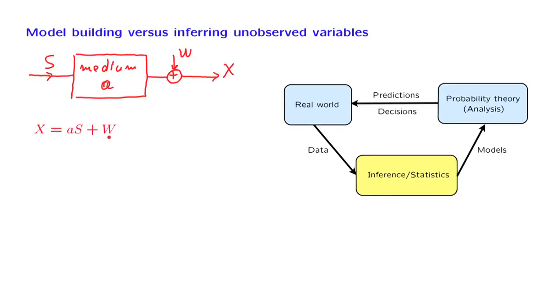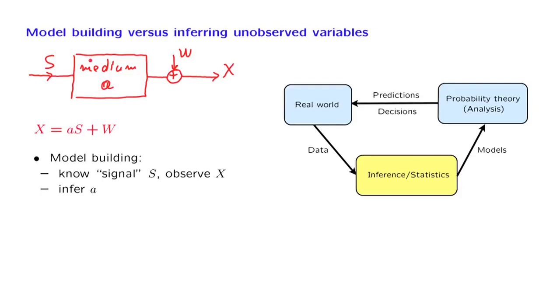So this situation is described by this simple equation here. This situation often brings up the following inference problem. We want to find out what the medium is. How do we do this? We send a pilot signal S, that is a signal that we know what it is. We observe X, and then using this equation and knowing that W is random noise coming from some distribution, we try to make an inference about the variable A. So this is an instance of model building. We are trying to make a model of the medium that's involved.